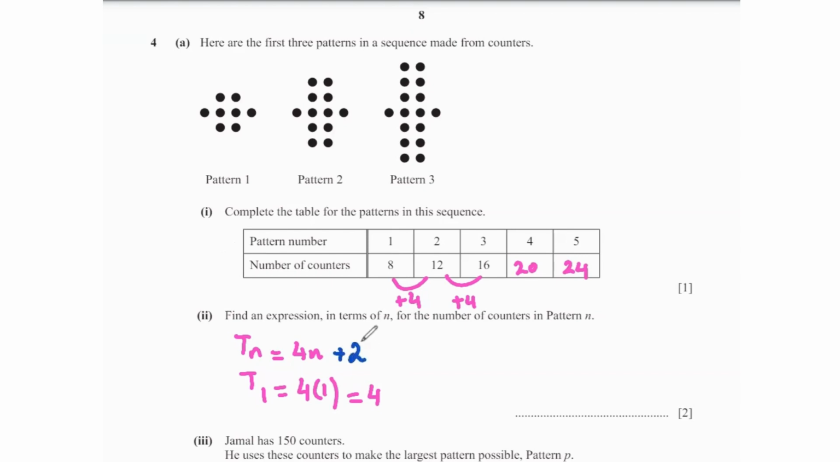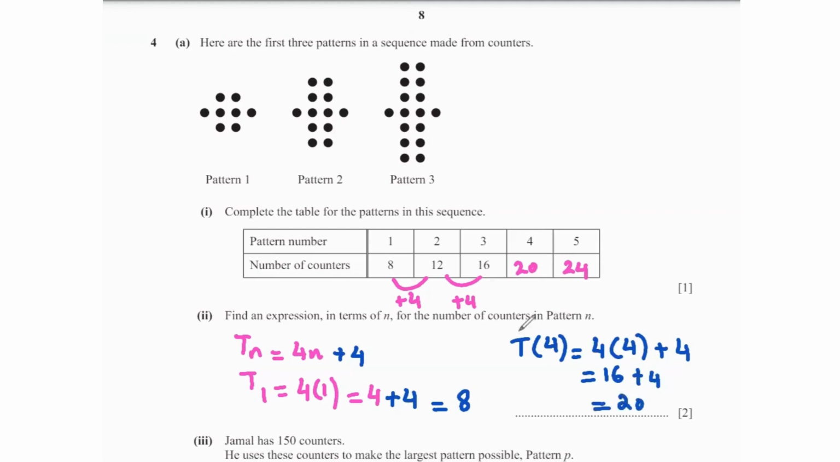4n plus 4. So if we add 4 over here, that's going to give us 8. And if you find, let's say, the fourth term, that's going to be 4 times 4 plus 4, which is 16 plus 4, and that is 20. Hence, our nth term is 4n plus 4.